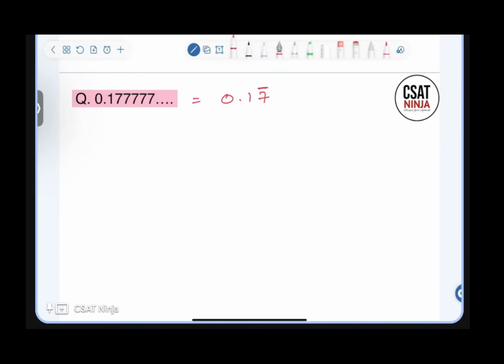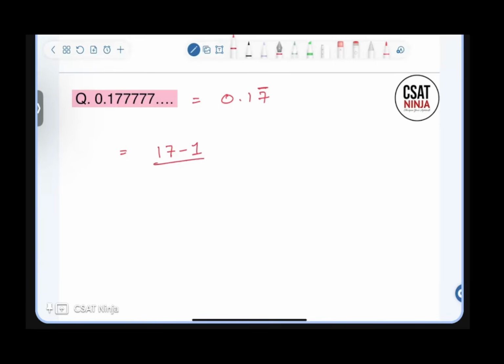So I'll apply the same rule. I'll just write 17. But remember, in this kind of question, you subtract the term which is not repeating from this number. 1 is not repeating here, that's the reason I'm subtracting 1 there. If you see here, you have 1, 7, 7, 7, and so on. 7 is repeating, but 1 is not repeating. So I'm subtracting 1 from that.